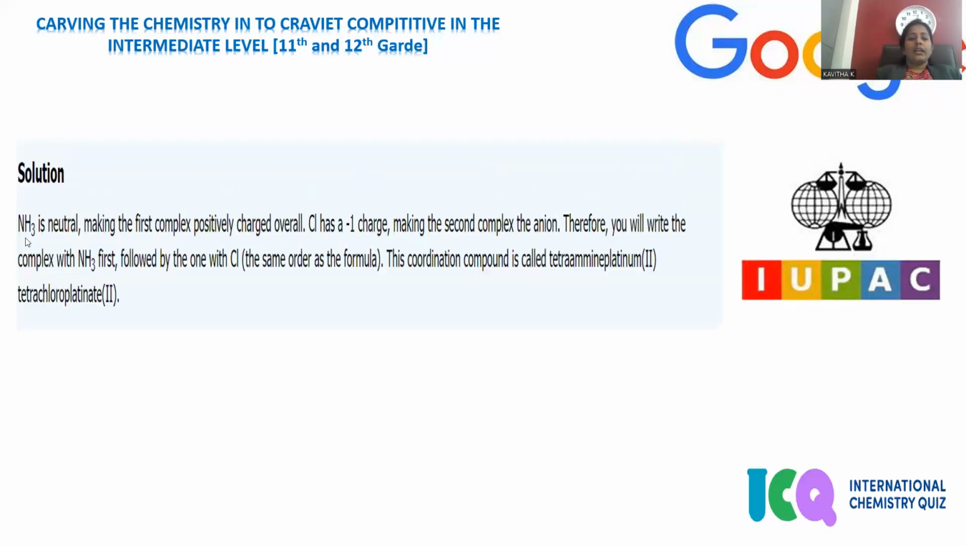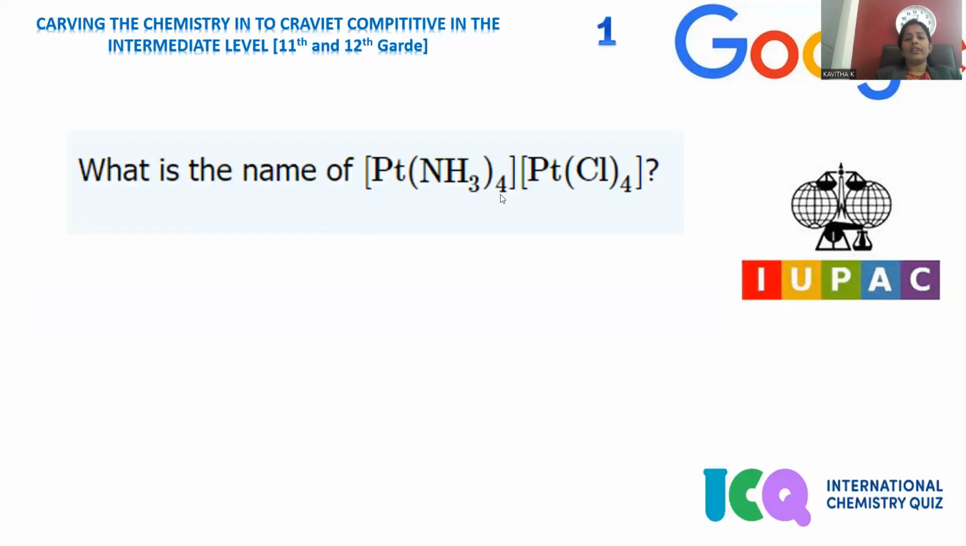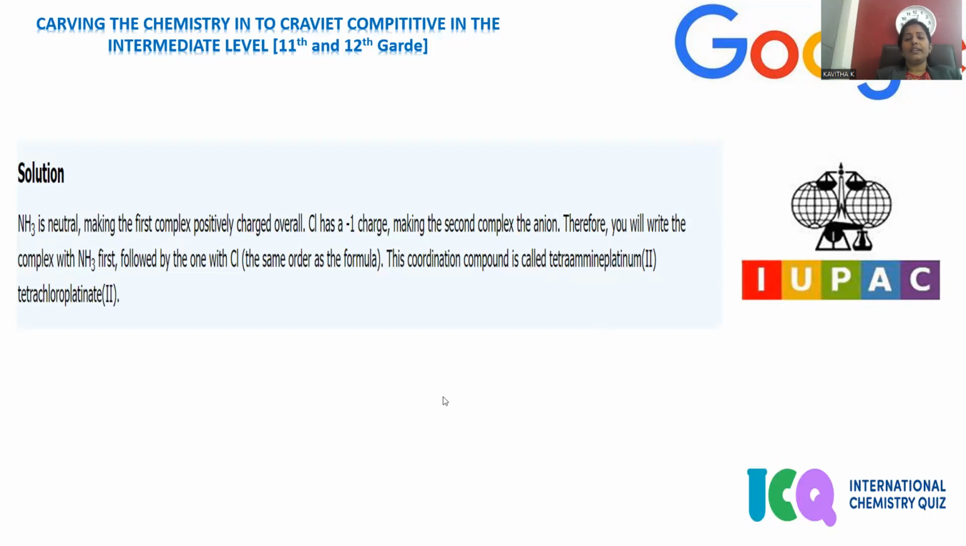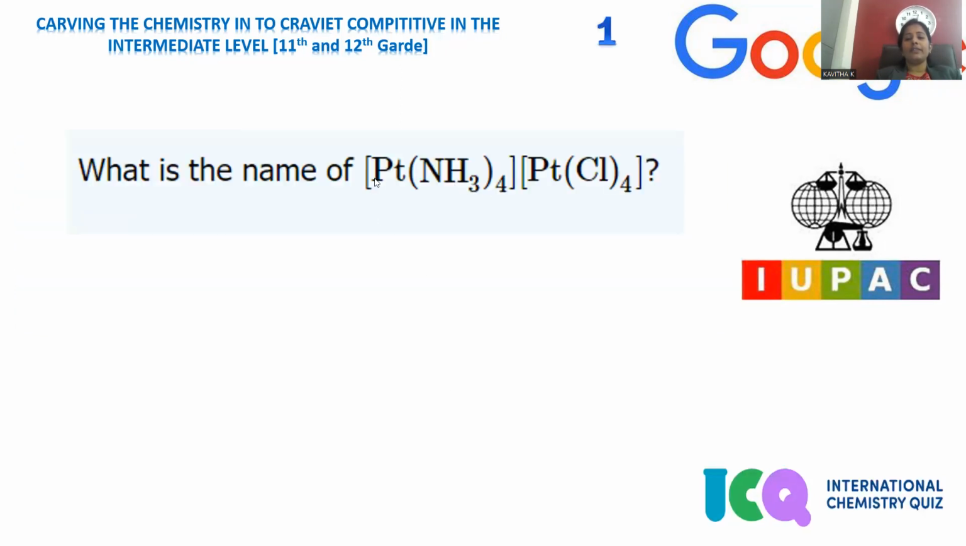Let's see. Here, ammonia is said to be a neutral ligand. So the first complex, where the platinum complex with the ammonia, can be taken into consideration. Whereas chlorine is always assigned the negative one charge, which makes the complex an anion. Therefore, the ammonia containing platinum complex is the first one, followed by the chlorine containing one. So the IUPAC nomenclature of the coordination compound is tetraammine. How many ammines can you find? Tetraammine. Here, tetraammine for what? Platinum. This tetraammineplatinum can be taken.